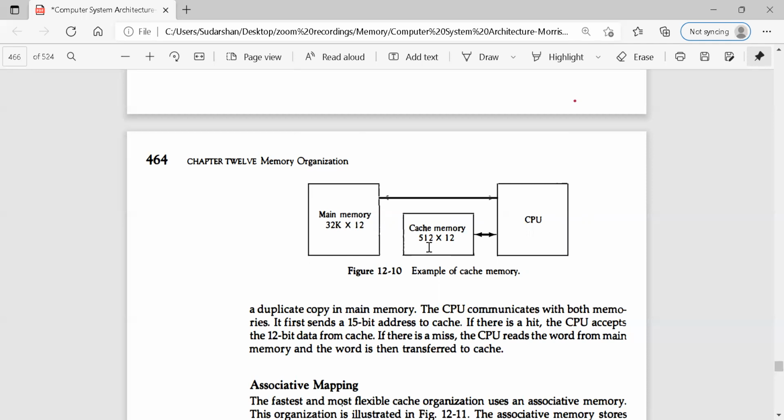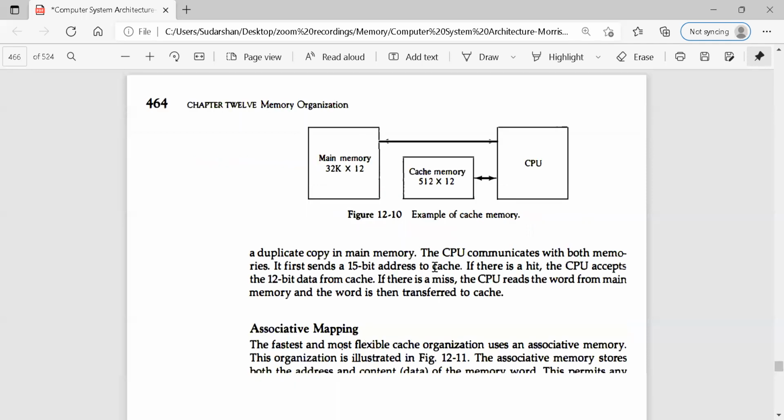So this is called your write back method. There are two techniques, write through and write back. Write through updates in both main memory as well as cache, and write back updates only in cache. So this is a point you have to keep in mind.